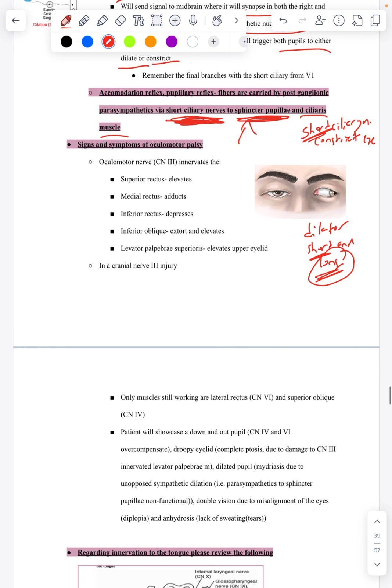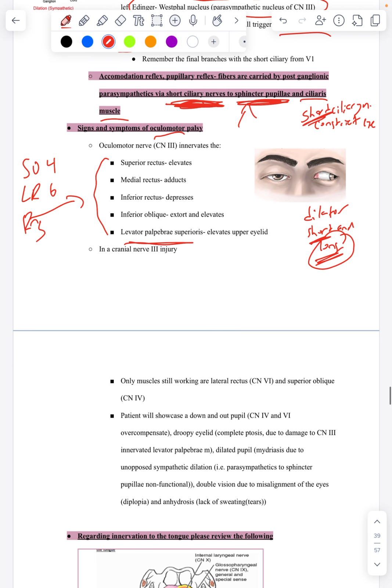And then we talked about all of this. So oculomotor is going to do all of these. Not the superior oblique, not the lateral rectus, but the rest, which is this stuff, get 3. An important one is this one, because this elevates the eyelid. If you have damage there, or damage to cranial nerve 3, now this thing is going to drop and you get ptosis.